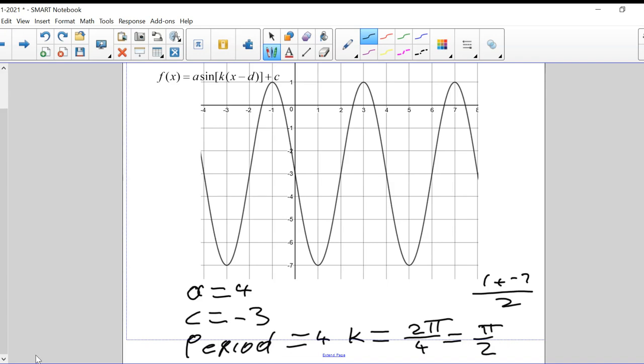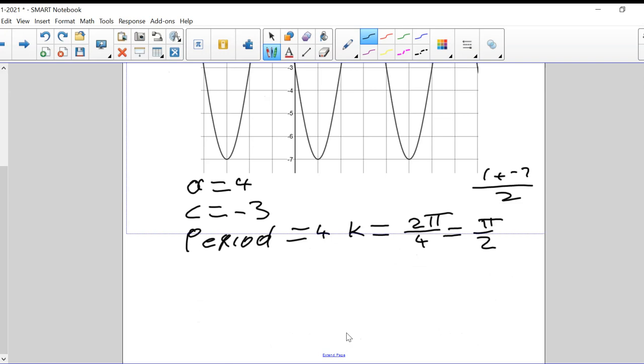All right. So we have our A, we have our C, we have our K. What we don't have is the D. Now, the D is going to depend on whether we want to make the A negative or not. Let's say that we don't want to have a negative A. How do you find the D? Okay, well, is this cosine or sine?